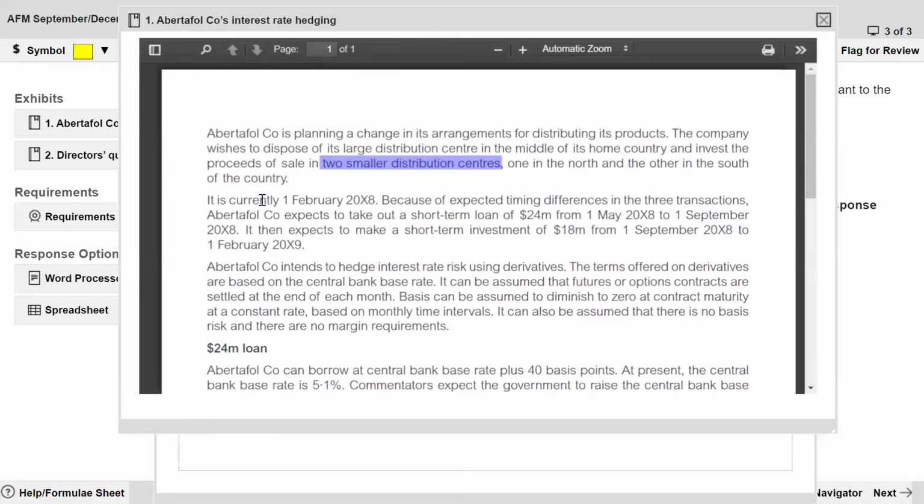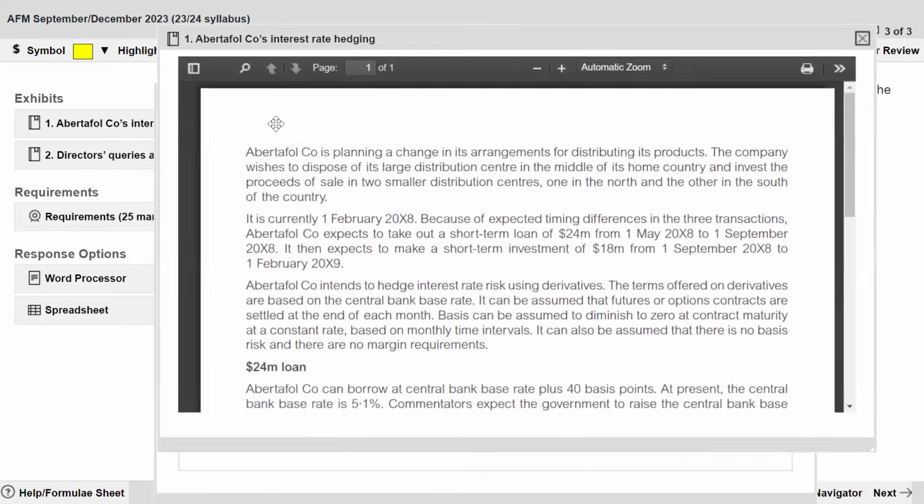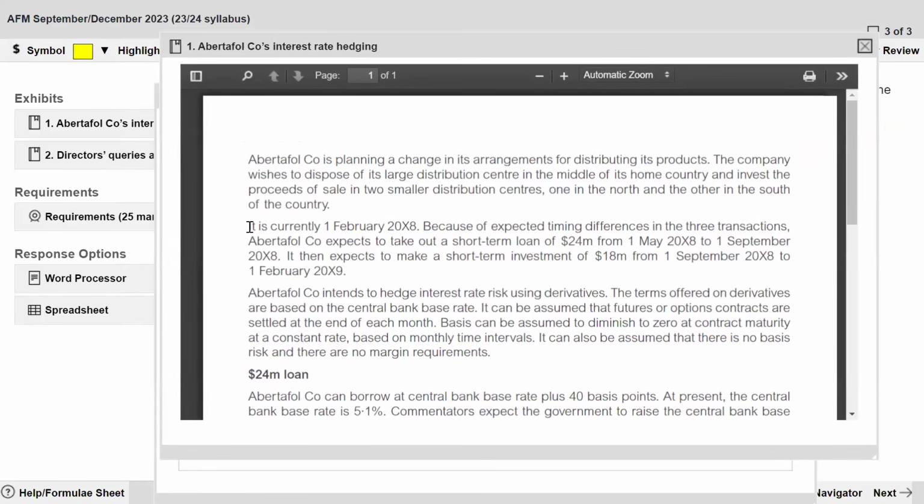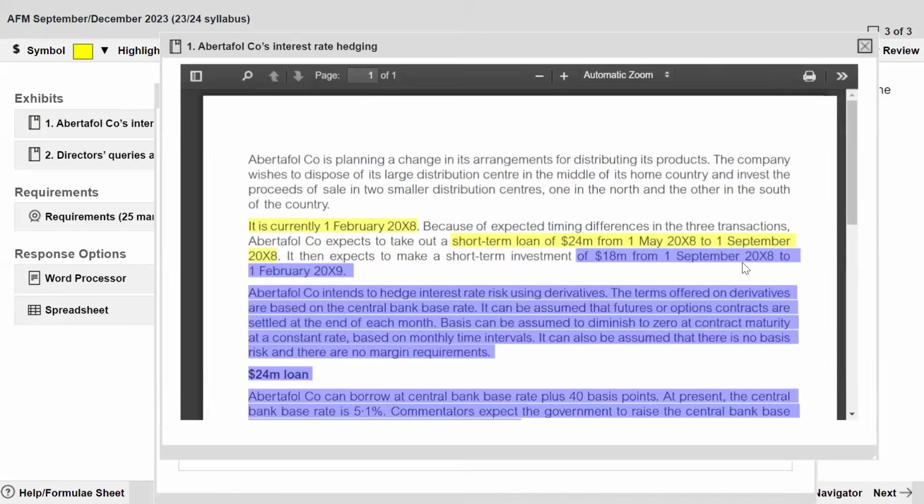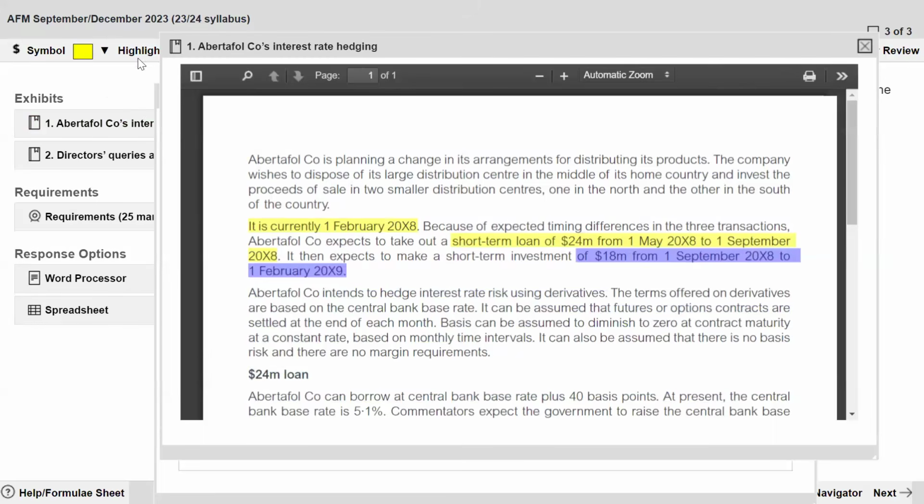What is the date right now? With respect to any currency or interest rate risk management scenario, the dates are very important. So it says that it is 1st February 2008. Because of expected timing differences in the 3 transactions, Abertafol company expects to take out a short-term loan of $24 million from 1st May to 1st September 2008. It then expects to make a short-term investment of 18 million from 1st September 2008 to 1st February 2009. So there is a loan that they are going to be taking, and there is an investment that they're going to be making.